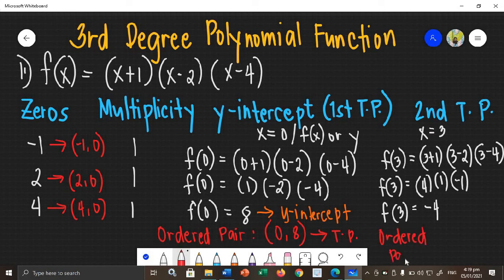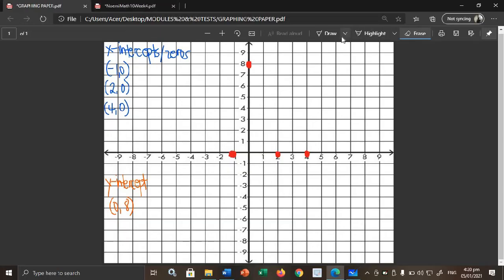sulat natin siya in ordered pair. X mo is 3. Okay? And then yung y na na-compute mo is negative 4. So this is now your turning point. Specifically, your second turning point. Okay? So sulat natin siya.